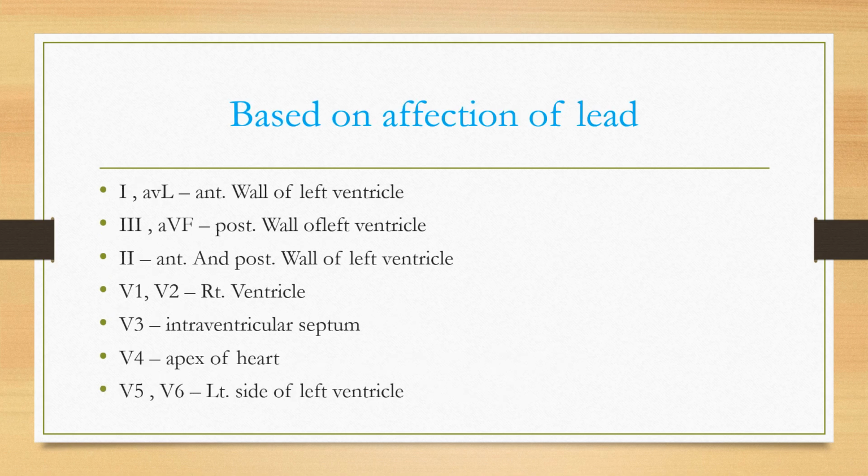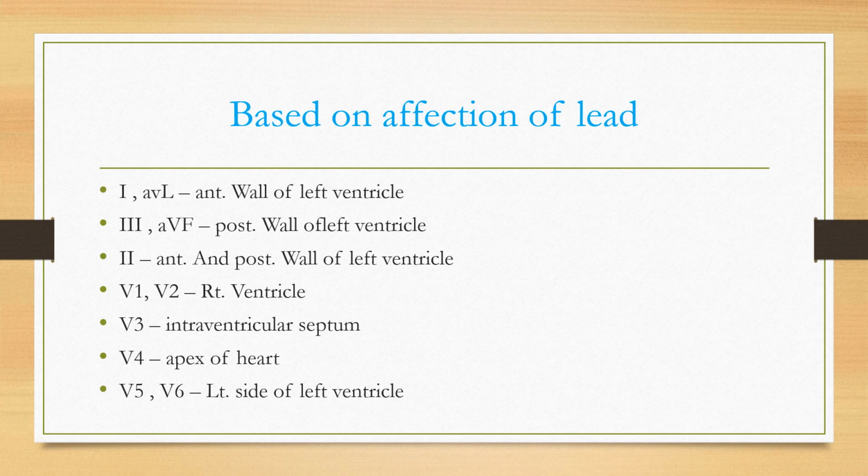Now this is the basic idea on the involvement of leads. Like on the ECG, we see a problem with first standard and AVL. What we can conclude is that it is a problem with the left ventricle, and if we find it in the second standard and AVF, then it is the left ventricle but the posterior wall. Like this, we can interpret the exact location of the pathology.